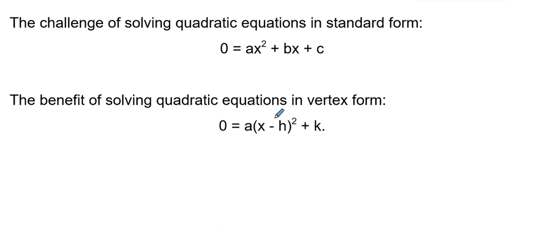But we know that if it's in vertex form, I only see one x, and it only has one exponent. There's not two different x's with different exponents. Now we do understand that if we FOIL out the bracket part, we'll get standard form back again. But I can rearrange this in such a way that I can solve for x. And of course the link between these two forms is the method of completing the square.